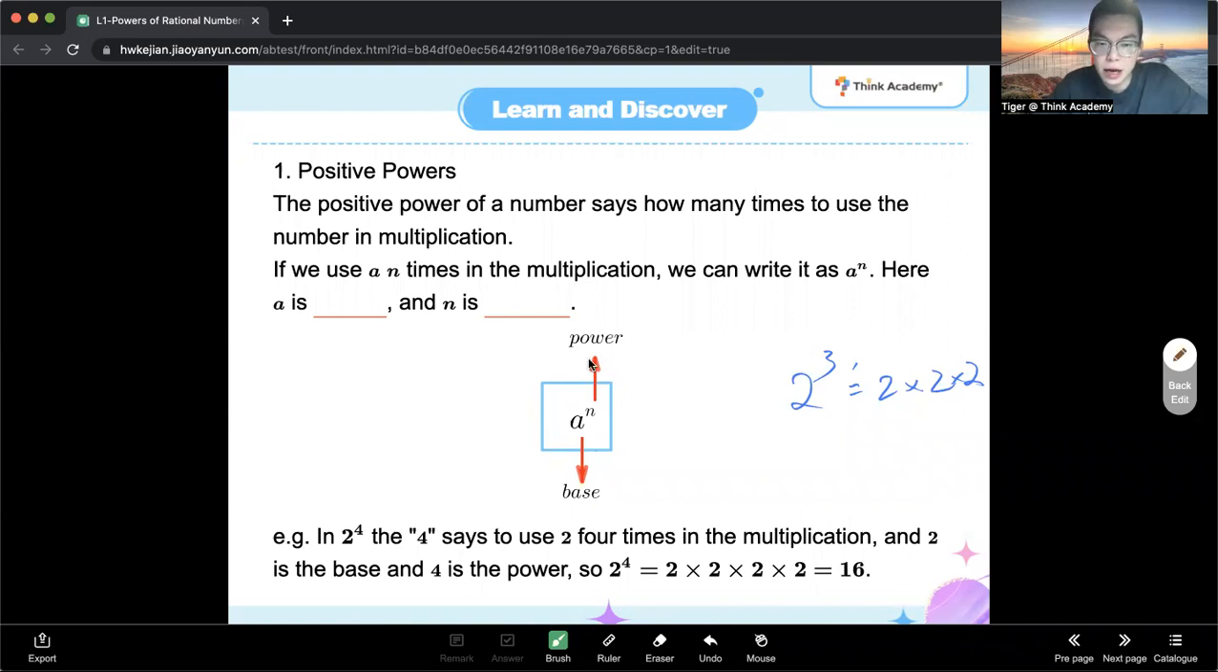Here we have an example with A, the large number, as the base, and N is the power. Another simple example: if I have 2 to the power 4, it means that 2 is multiplying itself 4 times. So far, are you all understanding it? You can just type a 1 in the chat box if you understand it, or type a 0 if you don't.